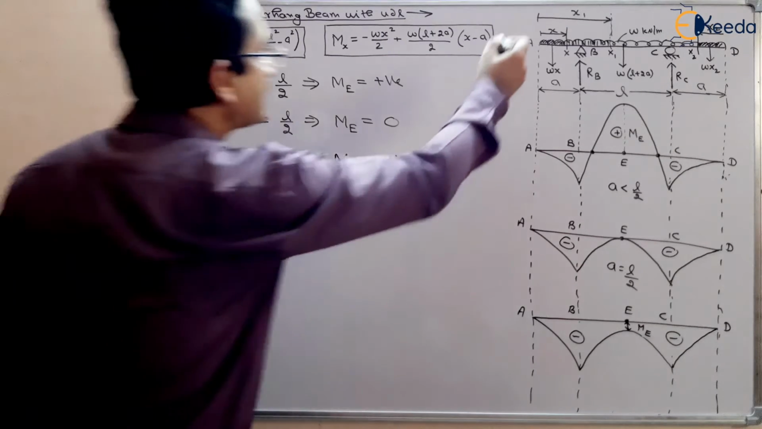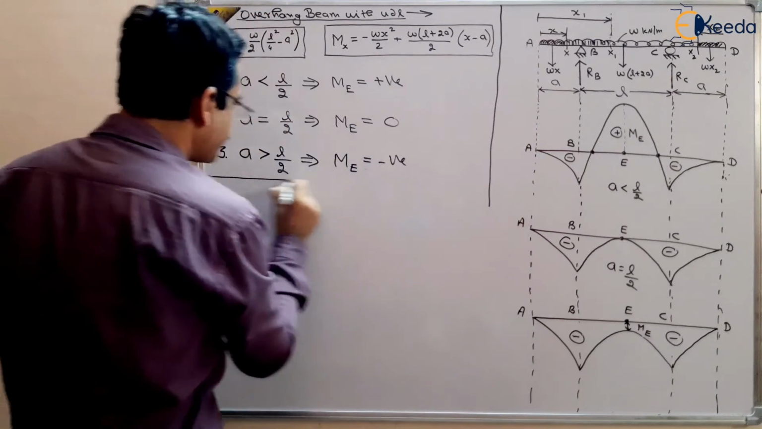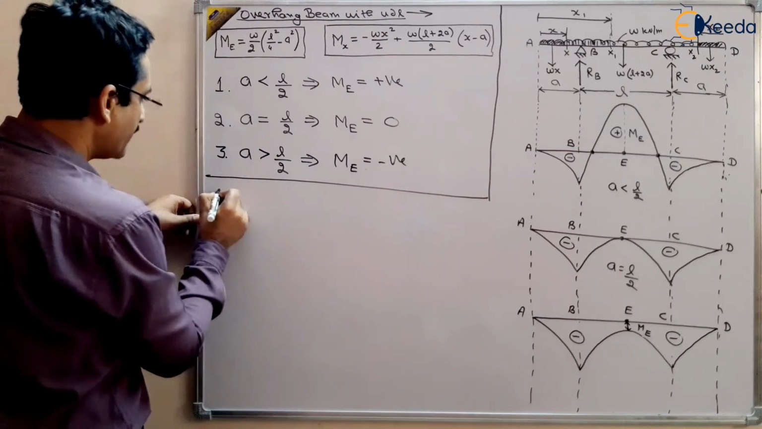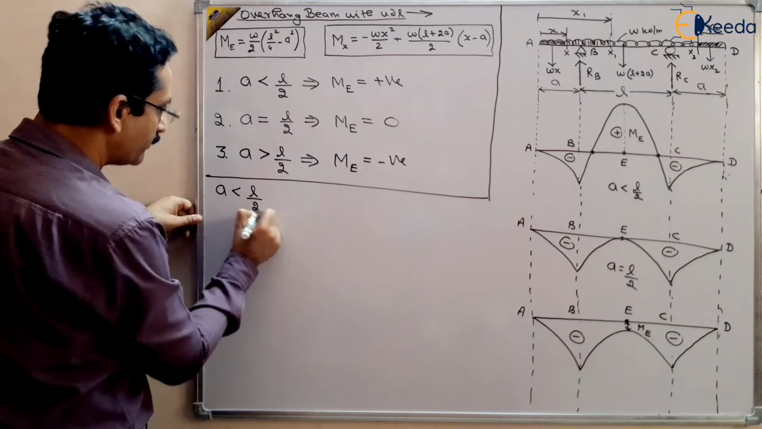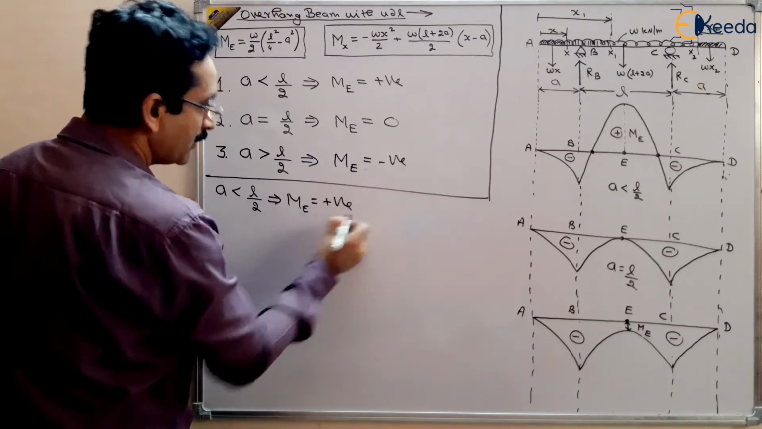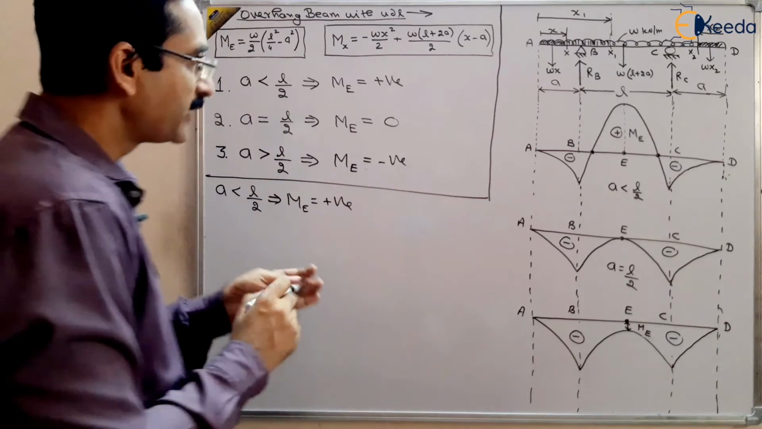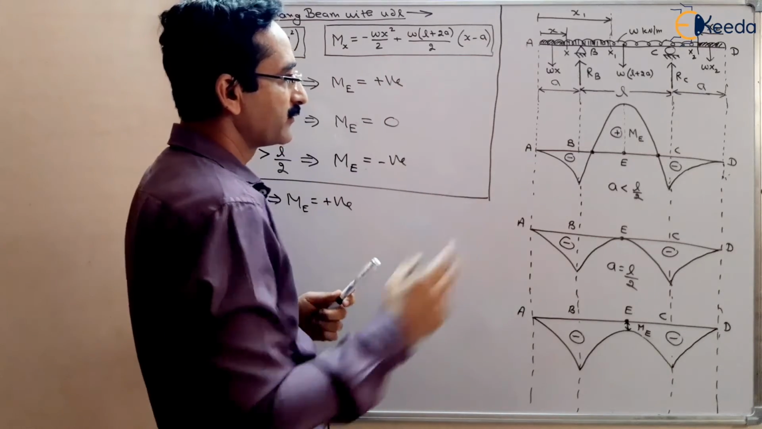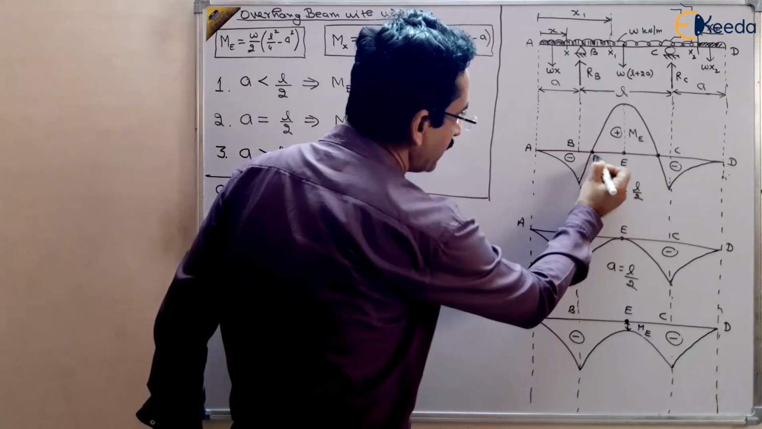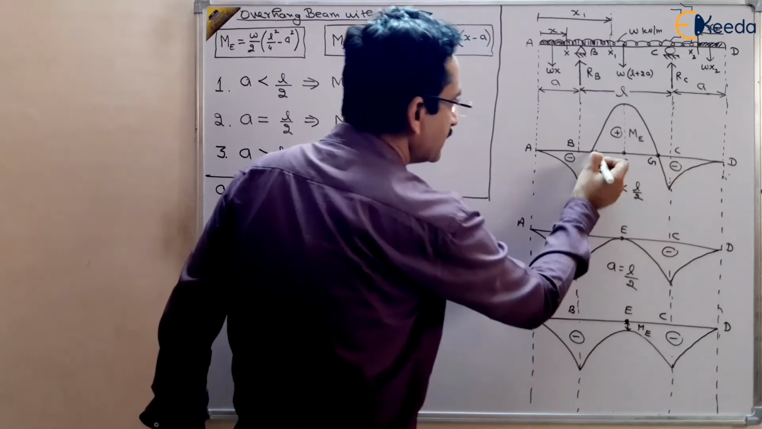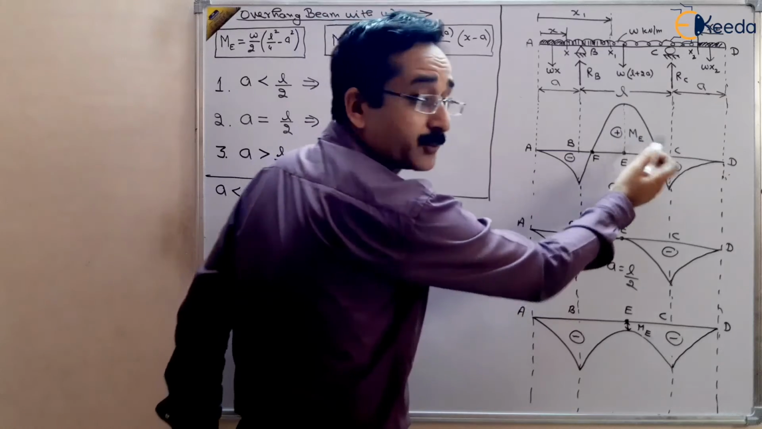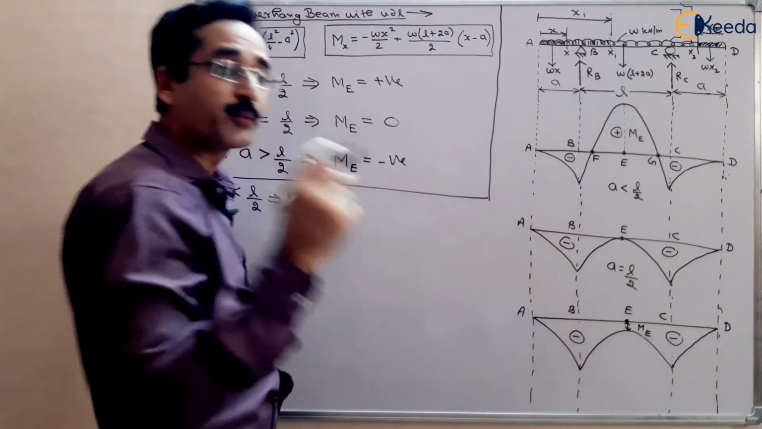Now let us proceed further. In the first case, let us take again the first case, when a is less than L by 2 and ME was positive. What is happening here? You can see there are two important points. Suppose this is point F and this is point G. Bending moment is changing sign from negative to positive and then positive to negative, right? So there are points of contraflexure.